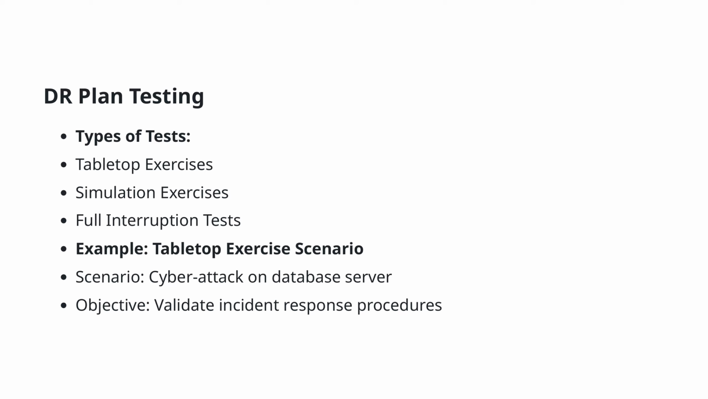2. Simulation exercises. These tests are more hands-on and involve simulating an actual disaster, but without causing any real disruption to operations. 3. Full interruption tests. This type of test is the most intensive and involves shutting down systems to test how well the DR plan works in a real-world scenario. Conducting these tests helps identify gaps in the plan, clarify roles and responsibilities, and ensure everyone is well prepared to act appropriately during a real disaster.